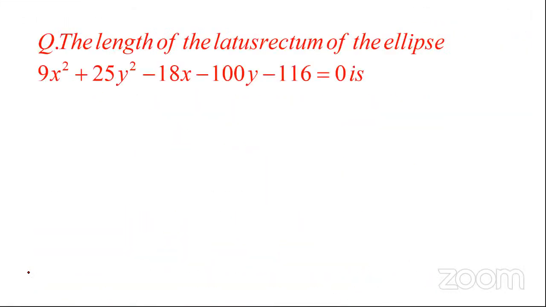So the length of the latus rectum of the ellipse 9x² + 25y² − 18x − 100y − 116 = 0. We have to find the length of the latus rectum.